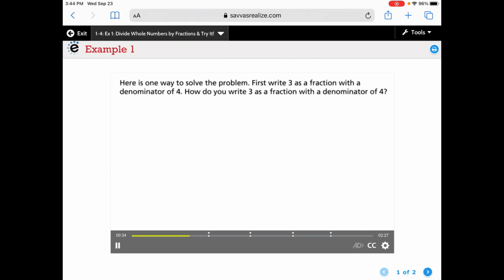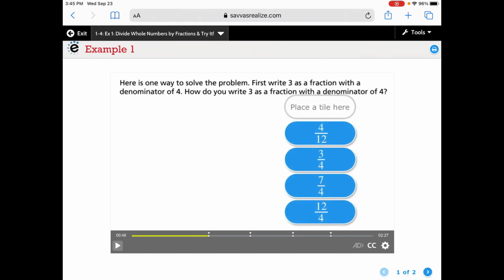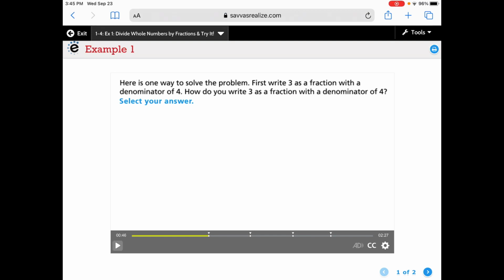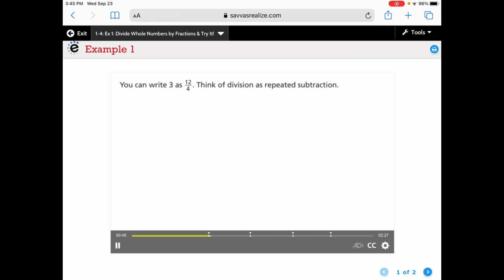Here is one way to solve the problem. First, write 3 as a fraction with a denominator of 4. How do you write 3 as a fraction with a denominator of 4? All right, so basically what they're asking us is which one of these would simplify to become 3 over 1 or 3. So it's not this one that you would think. This is the only one that reduces to be 3. You can write 3 as 12/4.